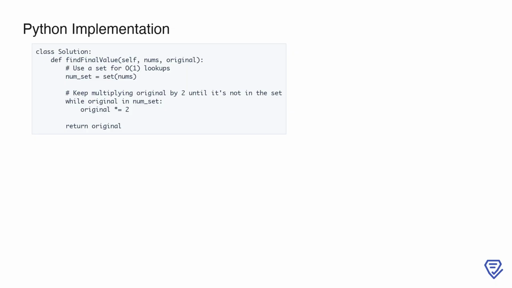If it does, the value of original is doubled. This process repeats until original is no longer found in the set. Finally, the function returns the last computed value of original, which is the result. The use of a set significantly optimizes the solution compared to direct list lookups, particularly for large input sizes.